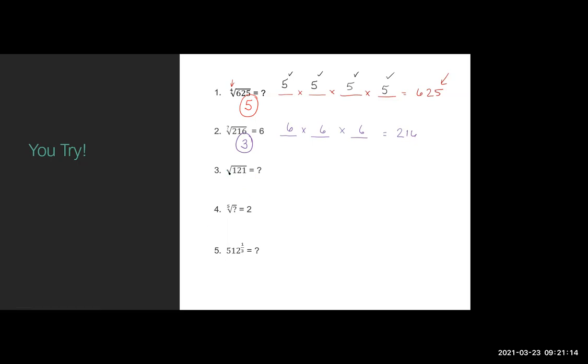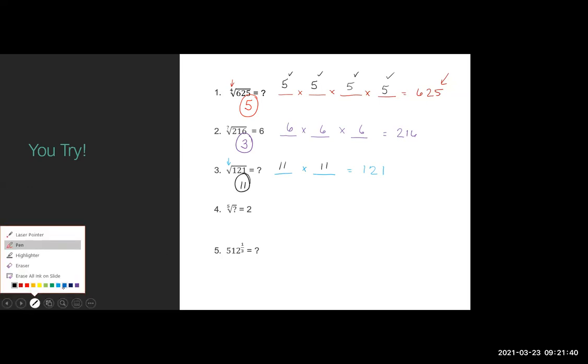All right, look at number 3. No index. That means 2 blanks, right? Understood to be 2 blanks. What number times itself would give me 121? I think that would be 11. 11 times 11 gives me 121.